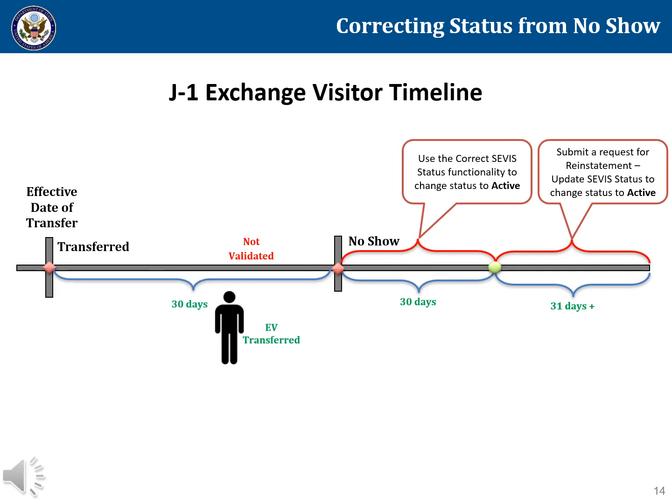In a transfer situation, the status of a record can also change to no-show if the record is not validated within 30 days of the effective date of transfer. In this case, you will also have the option to change the status back to active using either the Correct SEVIS Status or Reinstatement Update SEVIS Status function. These actions include updating the status as well as editing additional fields on the DS-2019, such as financial and site of activity information, so the record can be complete along with the status change.